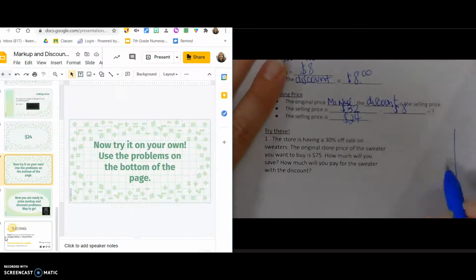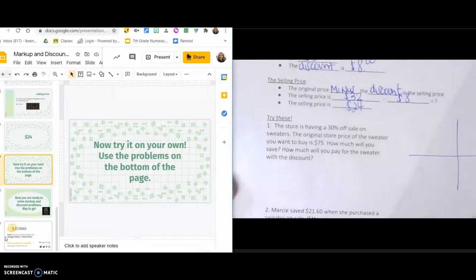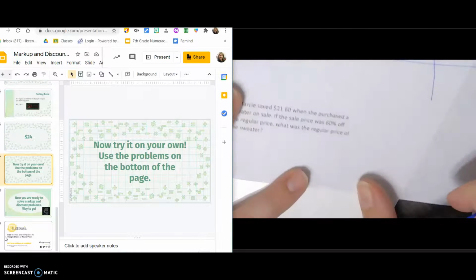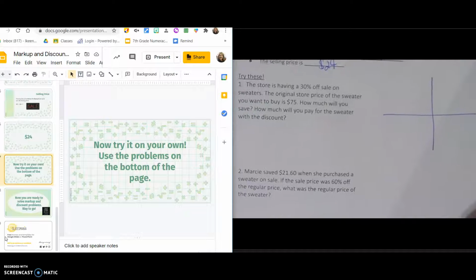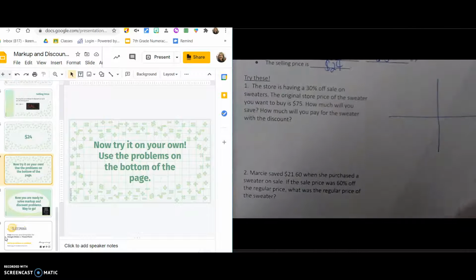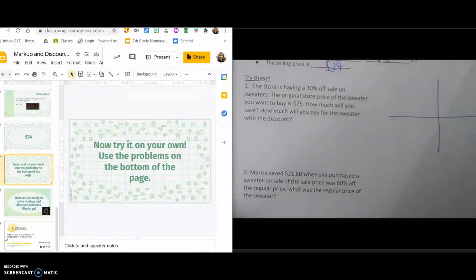I'm going to go ahead and set up my proportion for this last number 1. Let me try to get everything all acquainted. All right, here we go. The store is having a 30% off sale on sweaters. The original store price of the sweater you want to buy is $75. How much will you save? How much will you pay for the sweater with the discount?